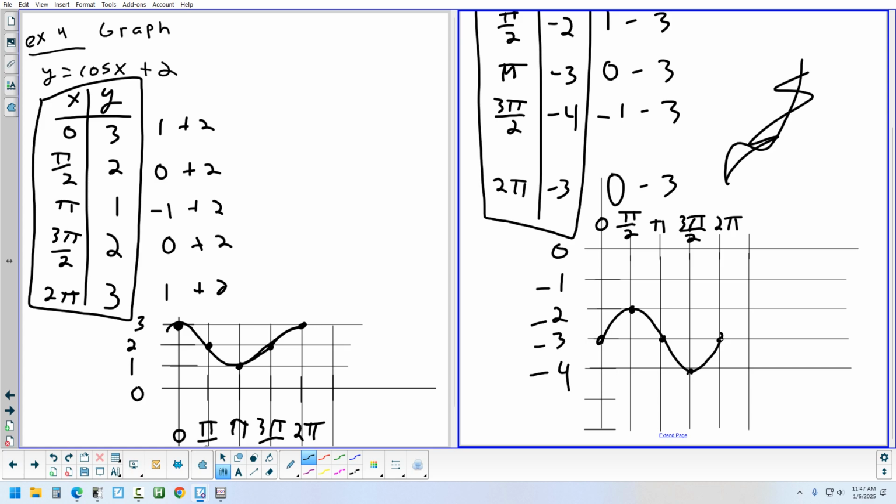And what do we call that again? That's one cycle or one period of the wave, which has a length of 2 pi units left to right. Any questions on that?